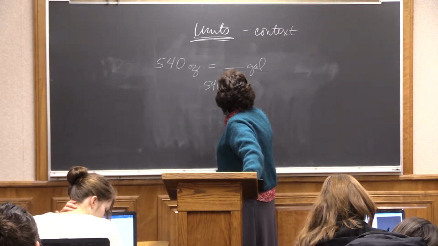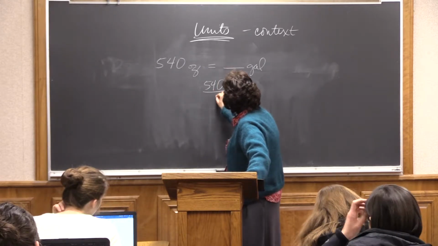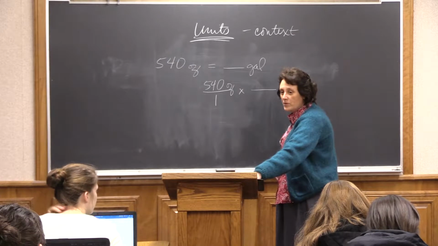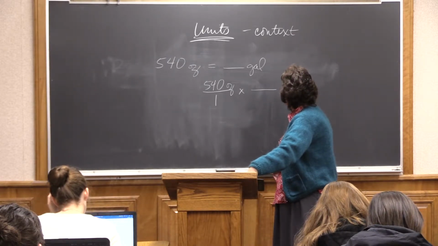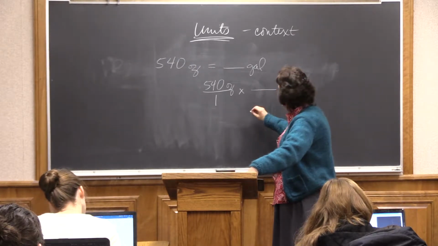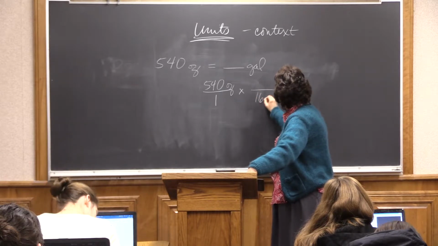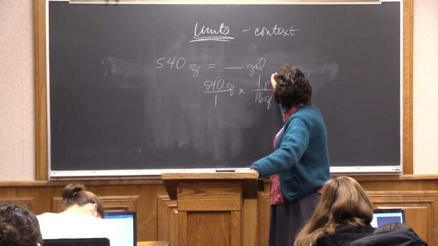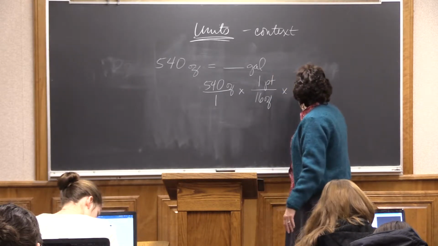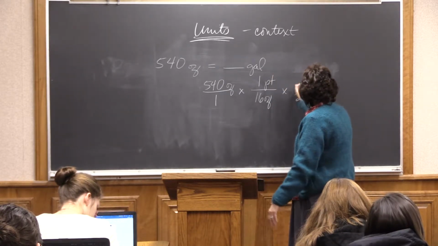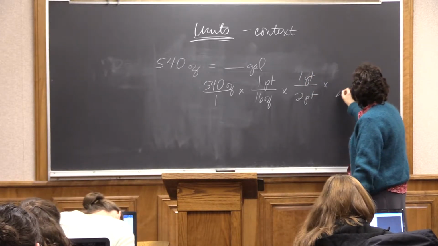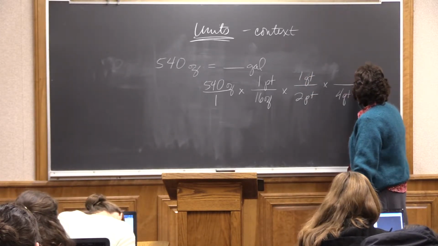I have my given measurement, and I can go straight to gallons. I know that there are 16 ounces in a pint. I know that there are 2 pints in a quart, and I know that there are 4 quarts in a gallon.